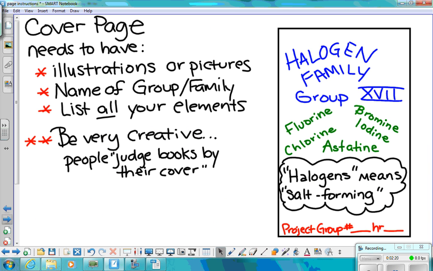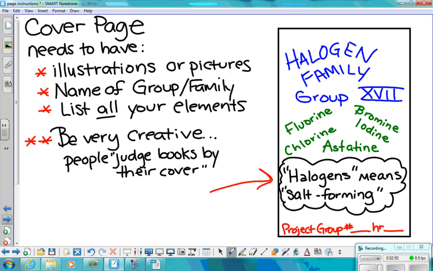So now you guys know who is going to be creating the cover page. So if you're creating the cover page, please raise your hand. Okay, those of you with your hands up, you're going to need to do the following. I have a sample here on the right. So illustrations, you're going to have some kind of illustration. My illustration is a saying here in the black ink part that halogen means salt forming. Okay? All of our elements mean salt forming.